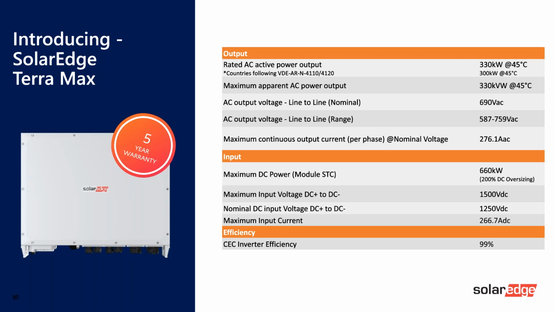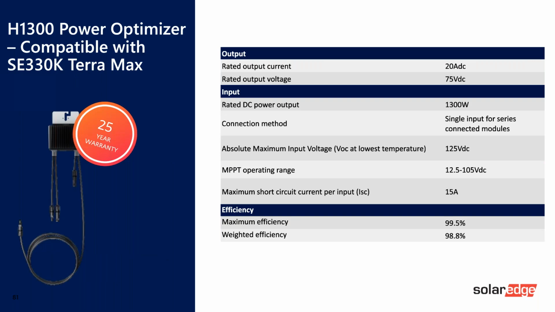You can see there the CEC inverter efficiency 99%. It runs at 690 volts on the AC side, so it does need a transformer, but that's common for inverters of this size in the C&I space. So that is a really, really exciting product. Again, because it's just like some of our other products, that allows for 200% DC oversizing. To accompany that, then there's the H1300 power optimizer. That's specifically designed for the 330k TerraMax inverter. 15 amp input, so 20 amp on the output, so really does help to make those strings much easier to install, also with our super high 99.5% efficiency.